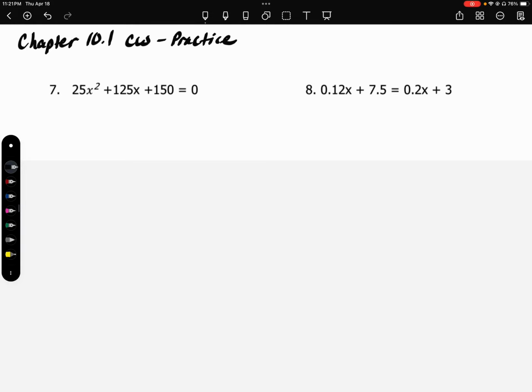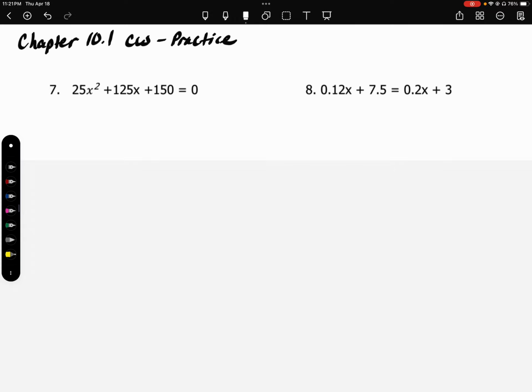This video is for number 7 and 8 from the practice problems from chapter 10.1. We're looking at solving equations by rewriting them. Let's look at number 7. We have 25x squared plus 125x plus 150 is equal to 0.